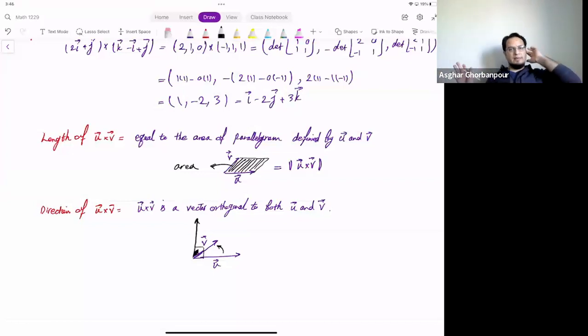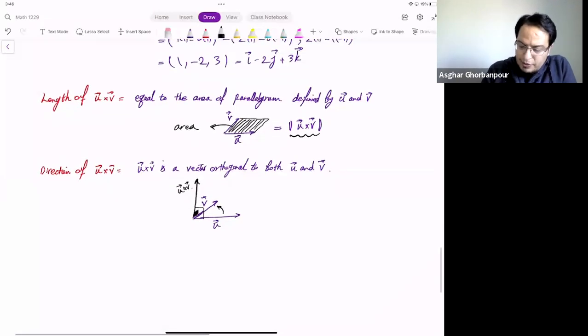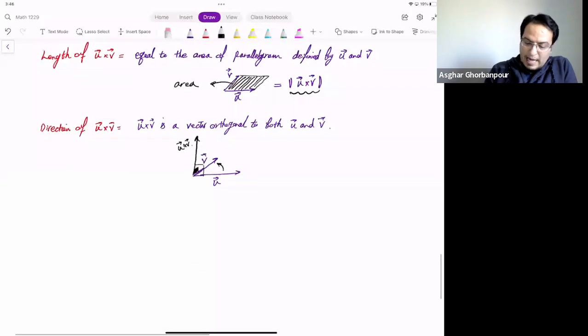For you, this is the important thing. The length of u cross v is the area of the parallelogram formed by u and v, and the direction of u cross v is a vector which is perpendicular to both u and v. Now we can compute these things, so I can use this to find the area of the parallelogram formed by two vectors. Before I go to an example, are there any questions, any comments?